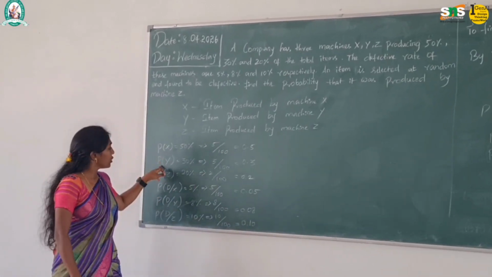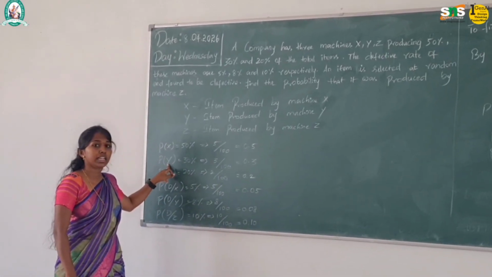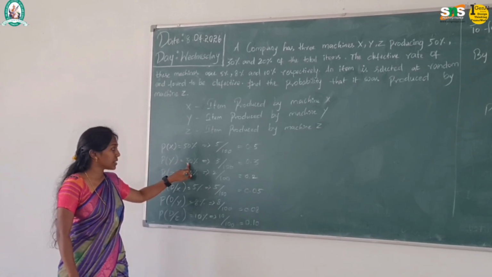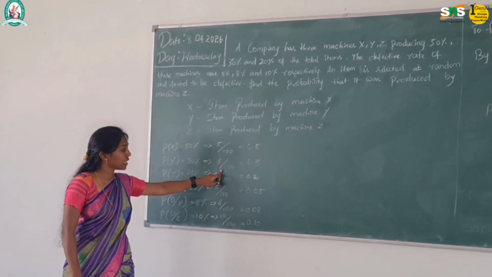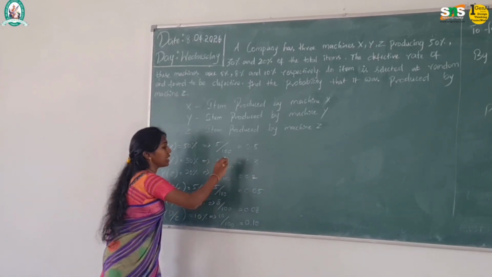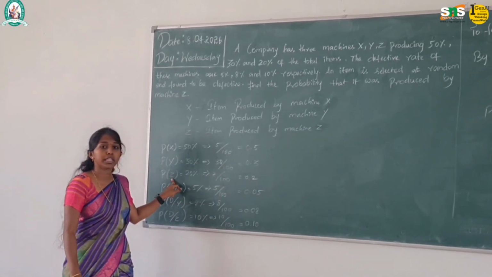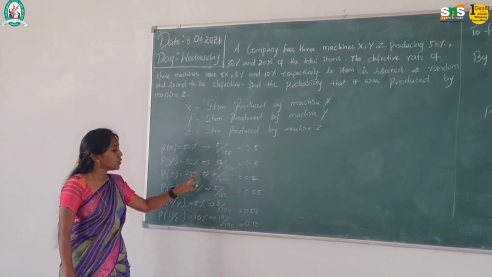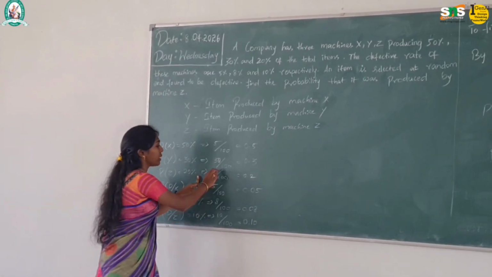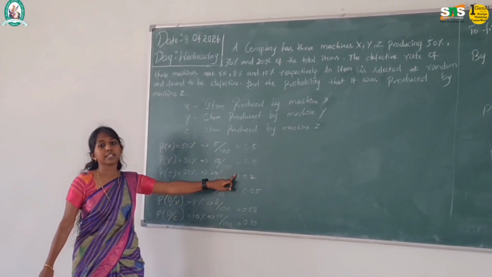Next, the probability of Y, that is machine Y, is 30%. 30% means 30 by 100, so the value is 0.3. And the probability of items produced by machine Z is 20%, which is written as 20 by 100. The value is 0.2.